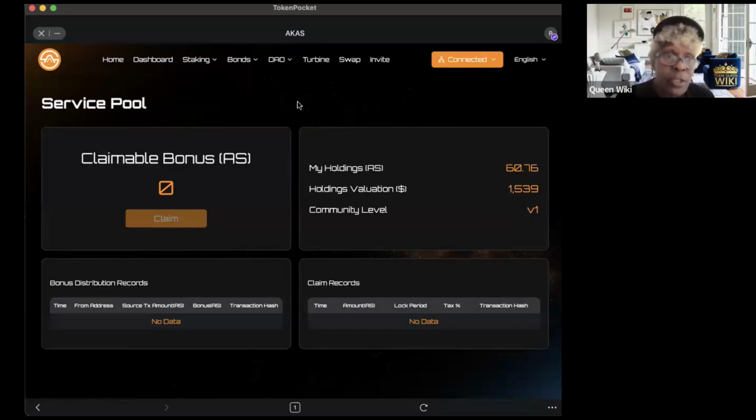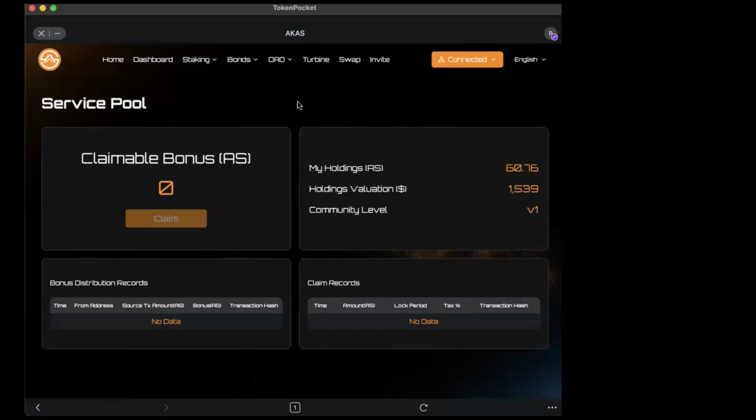And what's the calculation for the service pool? What does this mean? 5% on top of their invested capital.